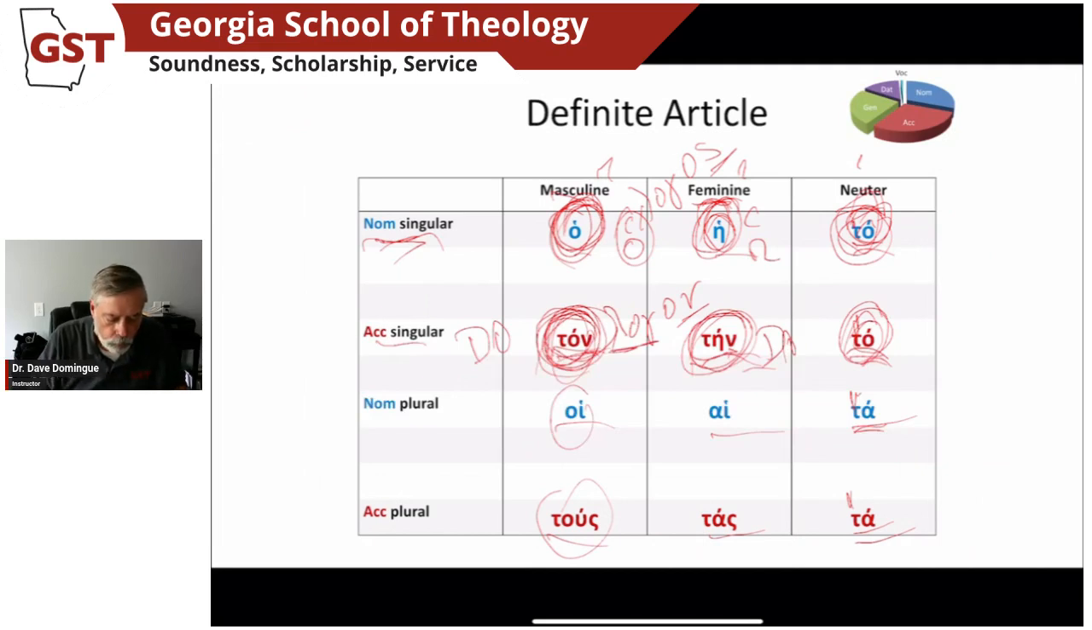Anyway, context will help that tremendously, and some answers are going to be context, but there are other clues that come out later on. For plural words, we got the same thing. We got hoi, hai, ta. That is the accusative. Now, if you notice, hoi is the exact same ending.